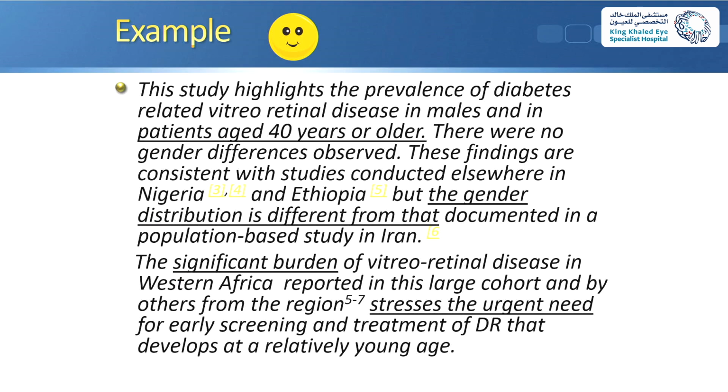So here's an example, which is probably reasonable. Again, it highlights the patient population and states that there is a gender difference. And the conclusion was that West Africa is different from other regions, and it stresses the need for early screening of DR in this very population that develops DR at a young age.